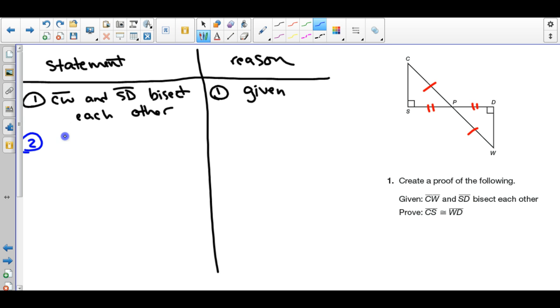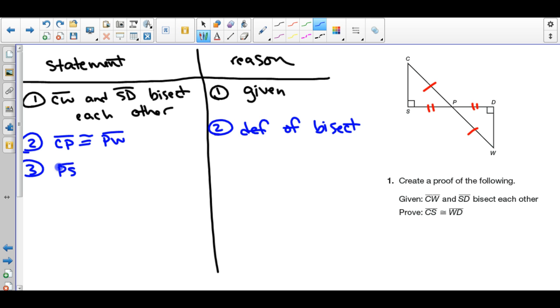I'm going to take my little 1 marks here. So I have segment CP is congruent to segment PW. So I'm going to say CP is congruent to PW, and this is the definition of bisect. Bisect, the part bi means it cuts it into two parts. Bisect means there are two equal parts. So CP and PW are one of those parts. Your other equal part would be PS is congruent to PD. So that's the part going across here.